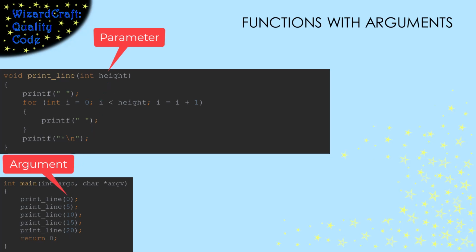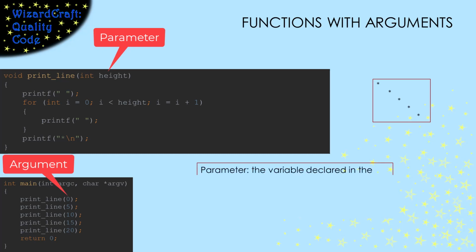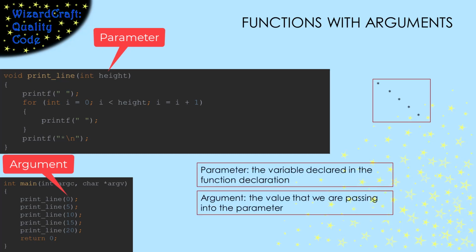So the first time we call printLine, it should output 0 spaces. The second time, it should output 5 spaces, and so on. When we run that, we'll see the slanted line that we were hoping for. So just to review, height is the parameter in printLine, and every time we call printLine, we have to put a value into the function call. That value is the argument to printLine, and that value will be stored into height.